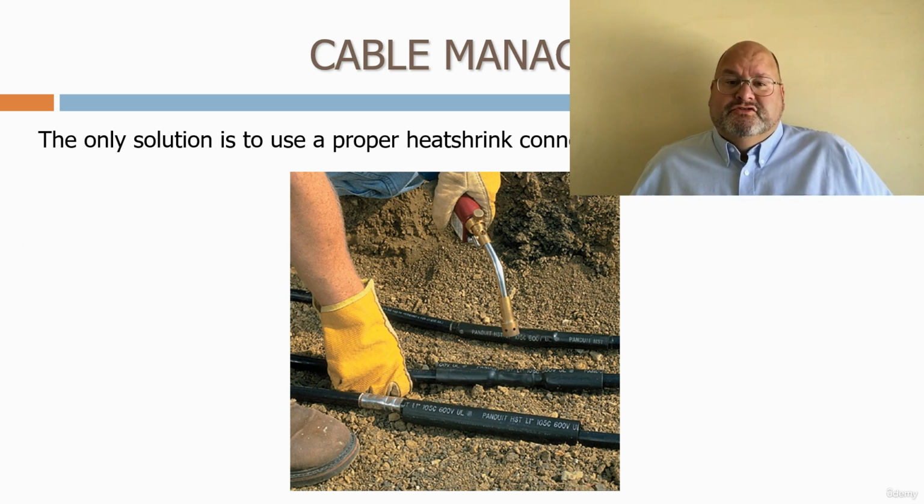Above ground, the industrial standard socket should be used to join cables. Below ground, heat shrink joints are the way to go, as they provide a permanent, waterproof joint which has a similar mechanical integrity to the original cable.